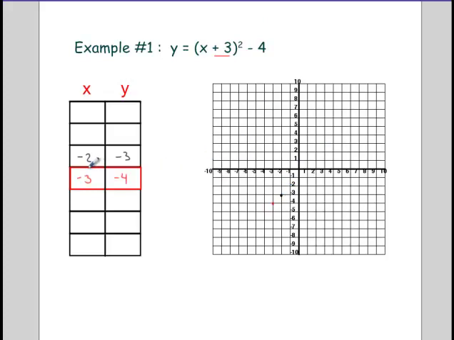And now I'm going to pick another point here. Negative 1. 3 plus a negative 1 is 2. 2 squared is 4. 4 minus 4 is 0. So 1 to the left and 0 up. That's going to be right here. And then I'm going to do one more. So I plug in x is 0. 0 plus 3 is 3. 3 squared is 9. 9 minus 4 is 5. So 0 and 5. Alright, so this was the vertex.